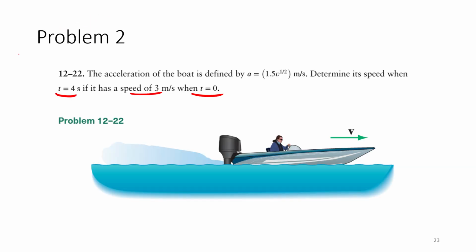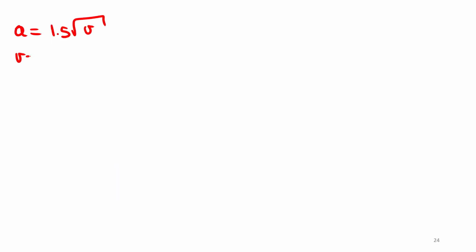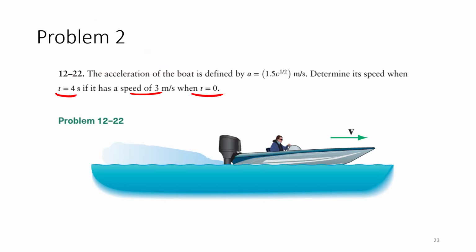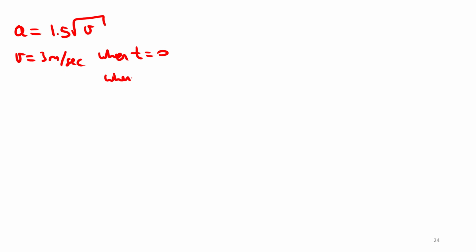So we have the given value of the acceleration as 1.5 square root of v, and the speed is 3 meters per second when the time is 0. The question is that when the time is 4, find the velocity. The problem is not so straightforward. That's the main problem for the dynamics, for the starters, we can say.